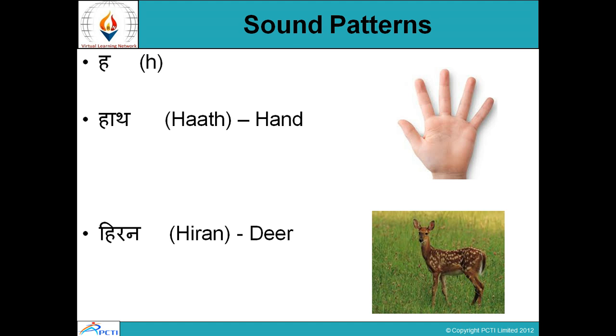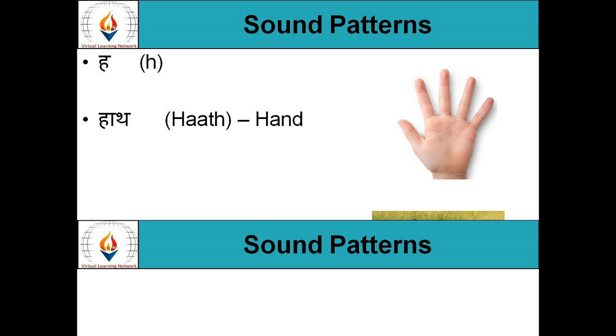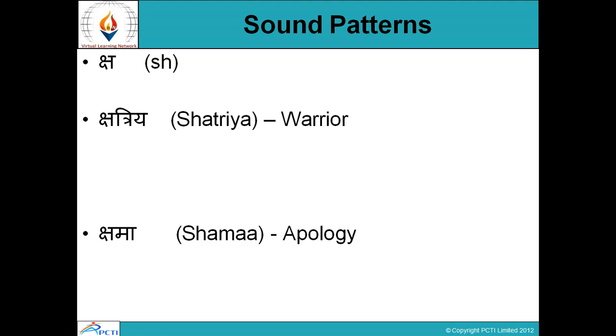Deer, Hiran. Deer is found in forest. It has very soft skin, flesh, usually eaten by lion, tiger and all wild animals because it has very soft flesh. It's a herbivorous animal found in forest. Deer is Hiran.